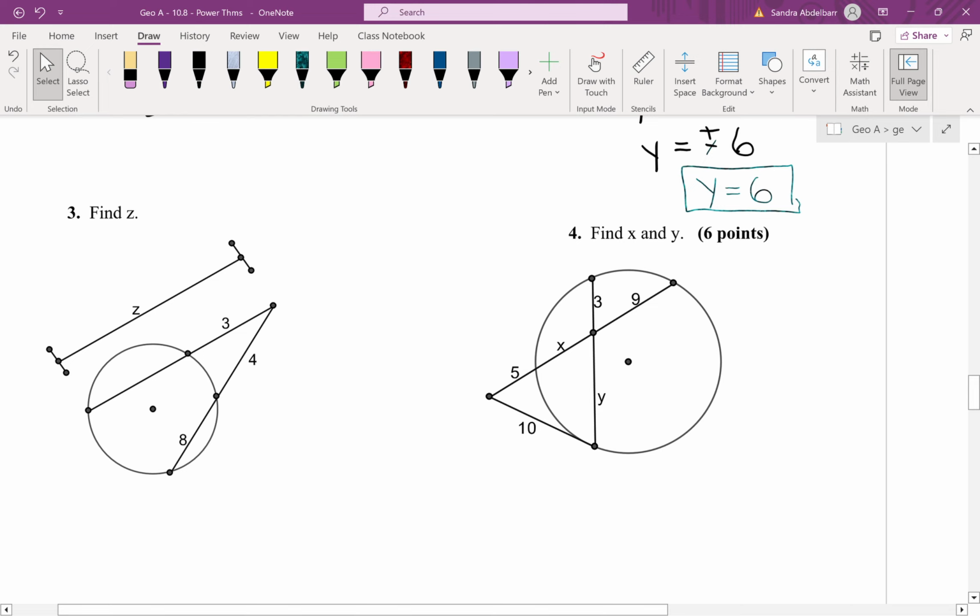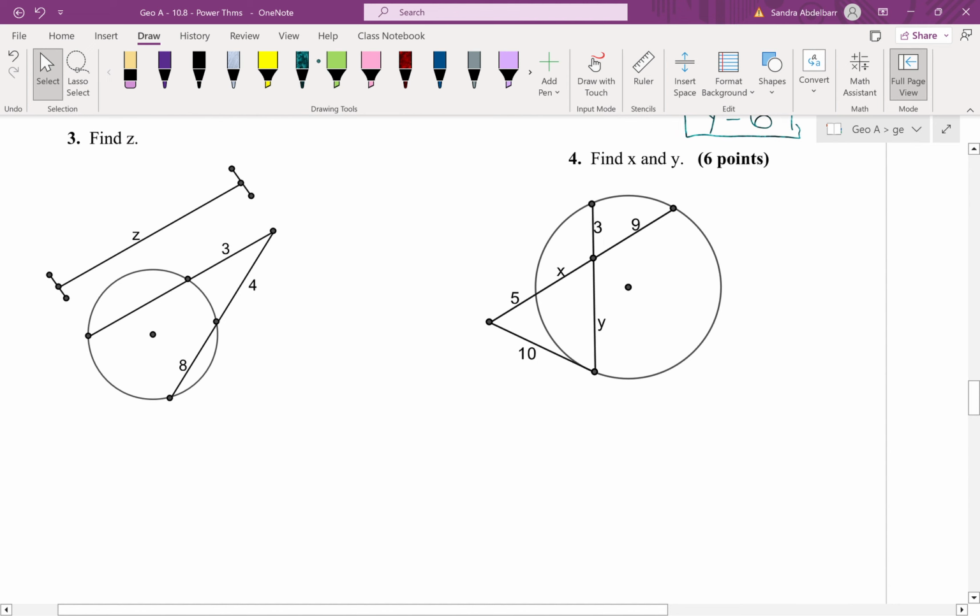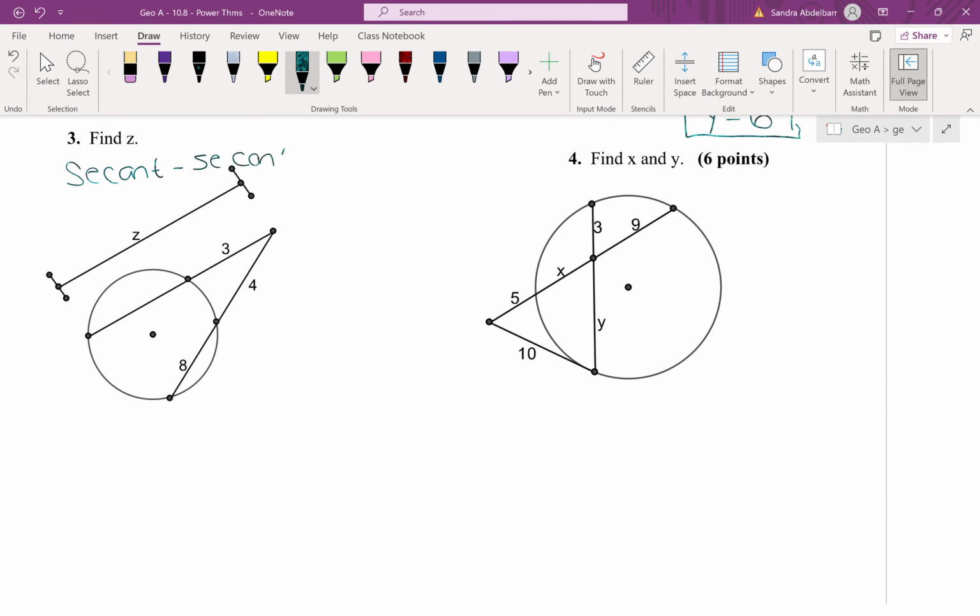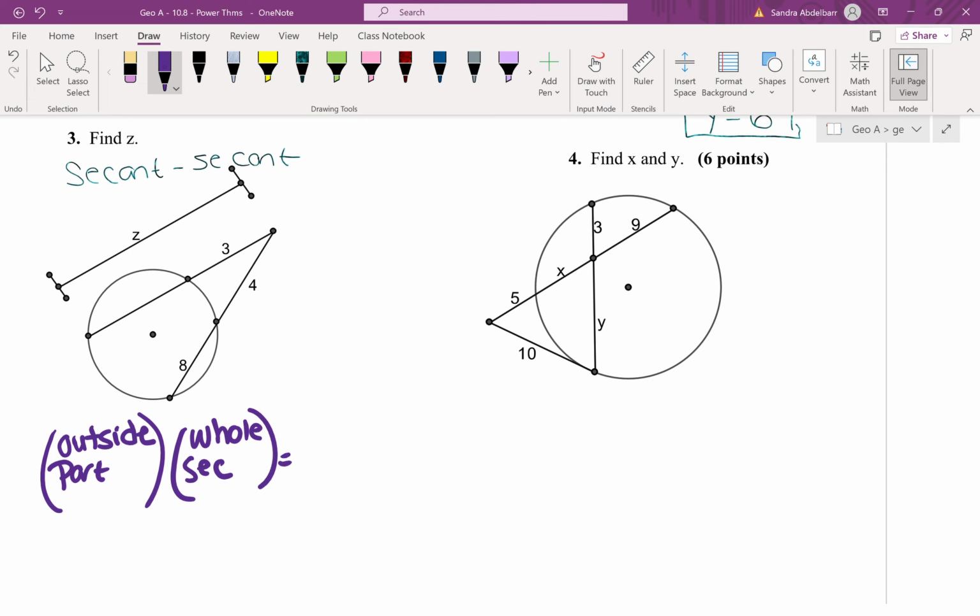Okay, so we want to find Z. First thing we want to do is identify what are we dealing with. Is it chord-chord, tangent-secant, secant-secant? What is this? Secant-secant. All right, what is the secant-secant formula? The secant-secant formula tells us to do outside part times the whole secant equals outside part times the whole secant.